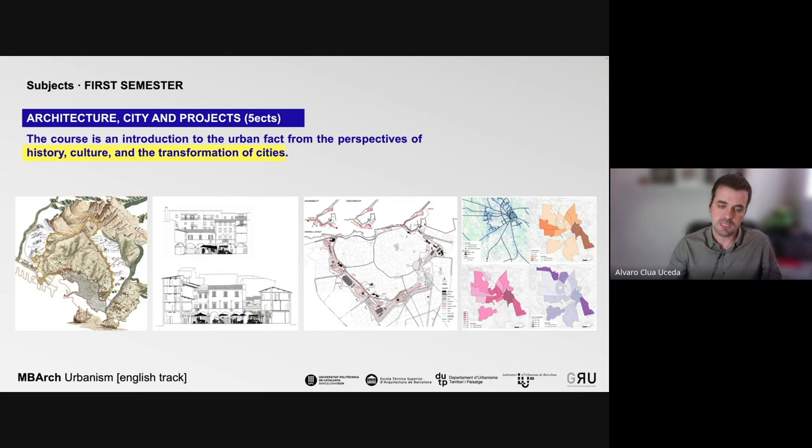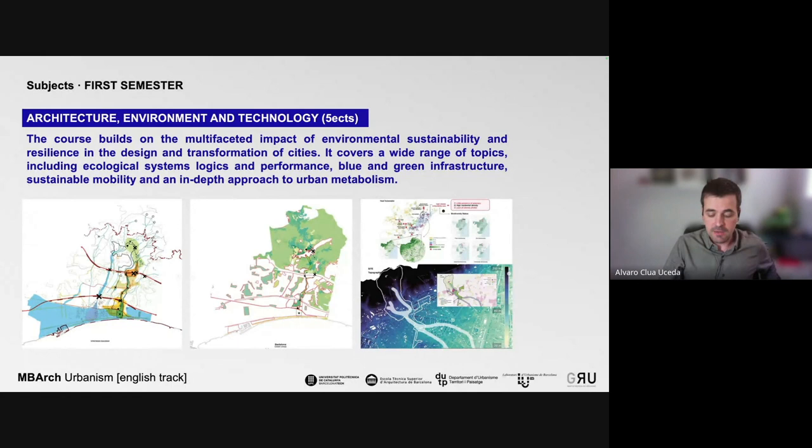The third subject is environment and technology. Here, we try to give you some concepts about ecological systems, blue and green infrastructure, and discuss how urban designers, urban planners, or urbanists in general can use and understand ecological features to improve our cities. In this course, you are going to have not only a theoretical approach, but also develop a design for a specific part of our context.